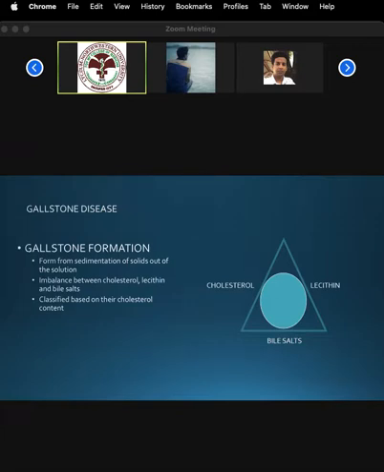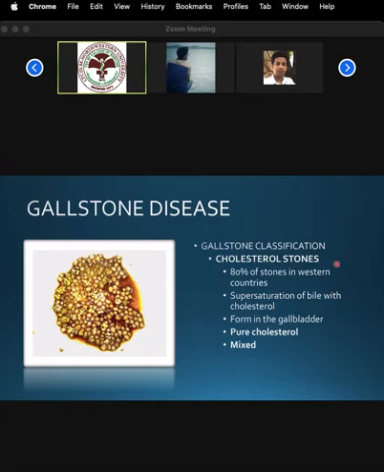So in Western countries, 80% of the stones are usually cholesterol. Okay, there is supersaturation of bile with cholesterol, and they usually form in the gallbladder. Pure cholesterol stones are usually uncommon, and they account for only about 10% of all cholesterol stones. When we do have pure cholesterol stones, they are usually single, large, with barely smooth surfaces.